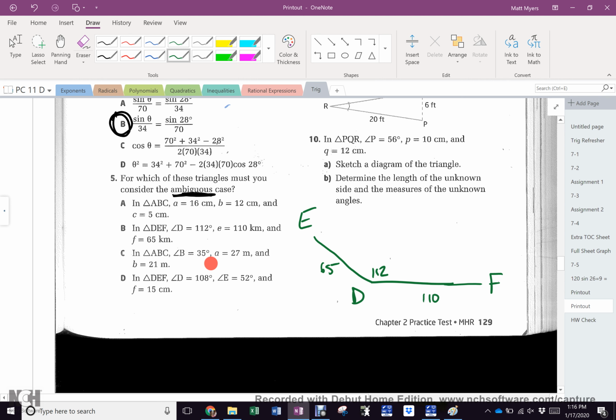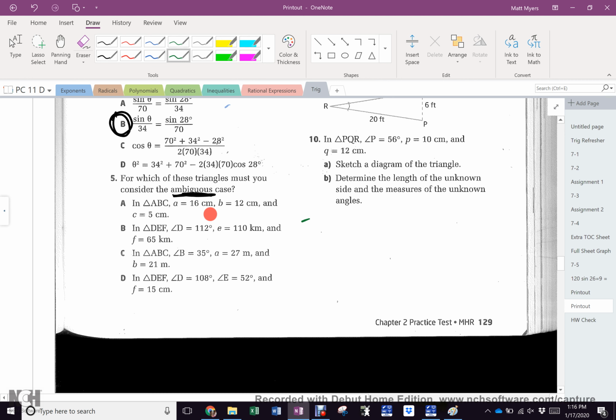ABC, 108. D is now 108. E is 52. And F is 15. Well, if that's a triangle, then 108 and 52 is 160, yes? So this would have to be 20, yes? Right? 15. Is that possible? Yay or nay?